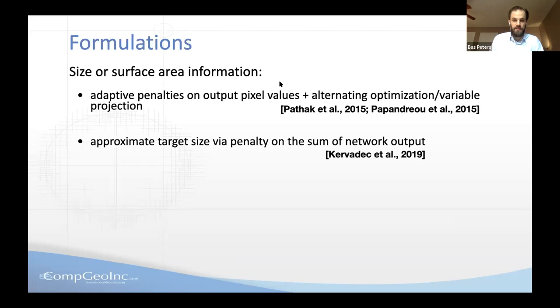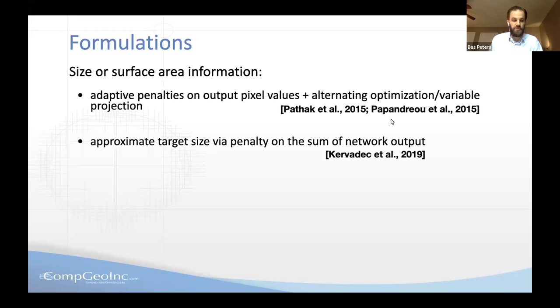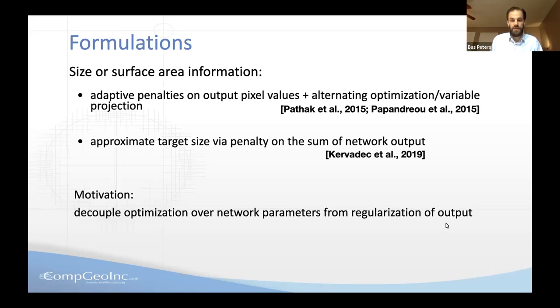And the fact that the output of the network is what we want to describe in terms of prior knowledge, rather than the model parameters itself, is causing some problems optimization-wise. I'll show some details later. But some people have mainly proposed introducing auxiliary variables and working with adaptive penalties, alternating optimization and variable projection schemes, or approximations of the size of some object via penalties on the sums of network outputs. If they went through the softmax, then they're just values between zero and one. These things are mainly motivated by people trying to decouple the optimization over network parameters from regularization of the output. And I think these alternating schemes introduce a lot of complications that are probably not necessary.